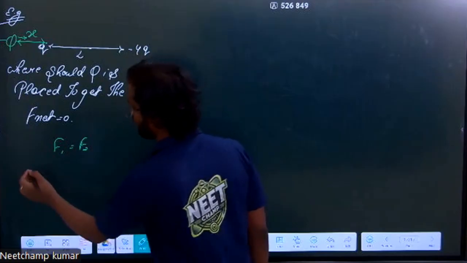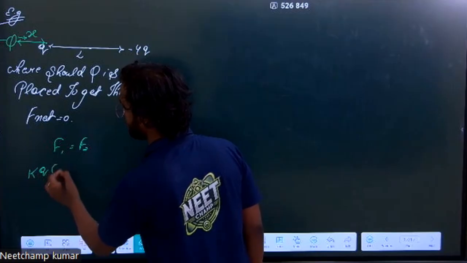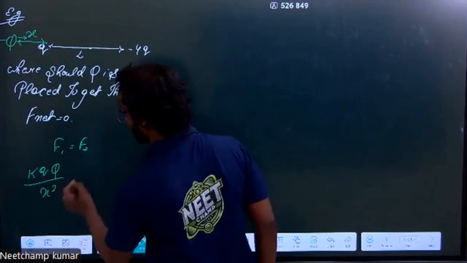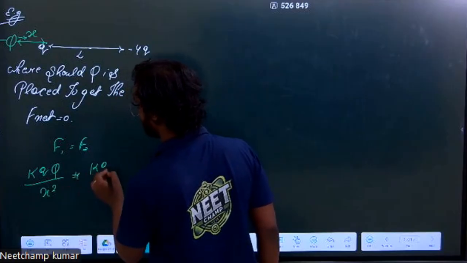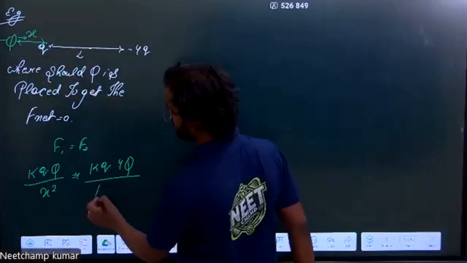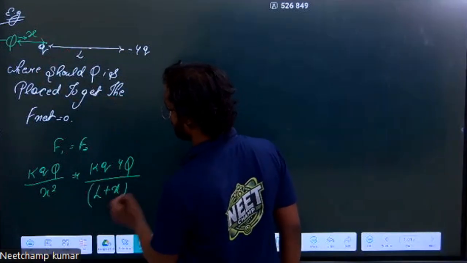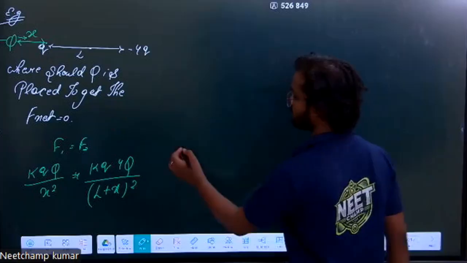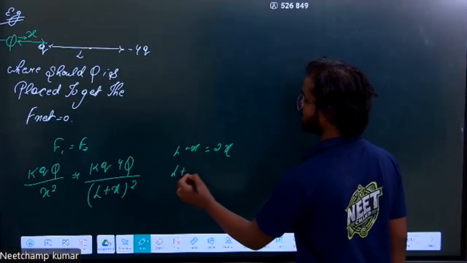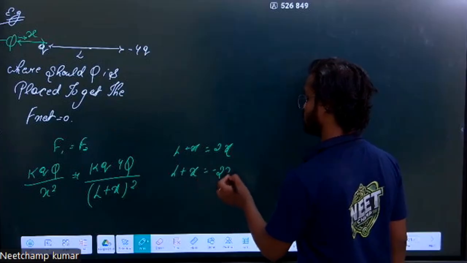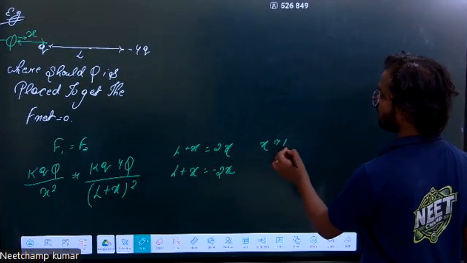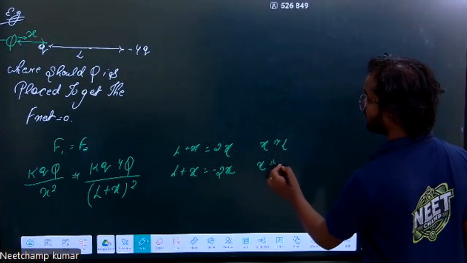Now write, F1 will be how much? K small q capital Q divided by the distance, x square, right? And this is equal to K q times capital 4Q divided by the distance, L plus x whole square. So you will get L plus x equal to 2x and L plus x equal to minus 2x. From here, if you calculate, you will get x equal to L, and from the other, how much will you get for x?